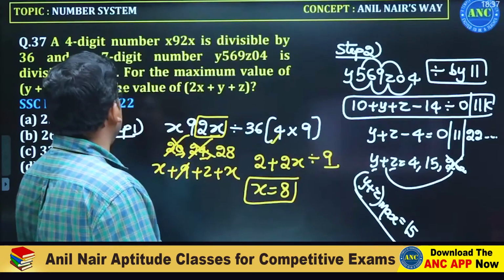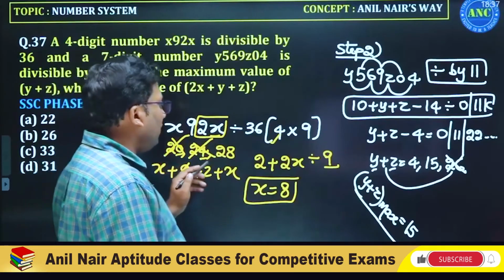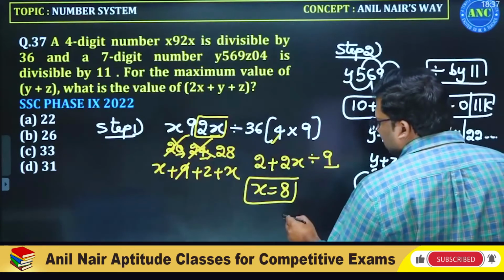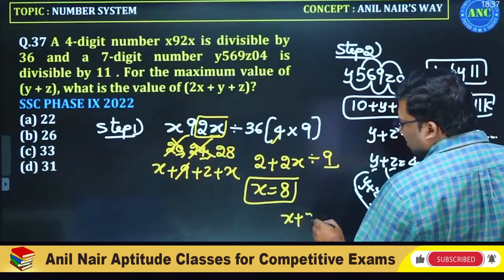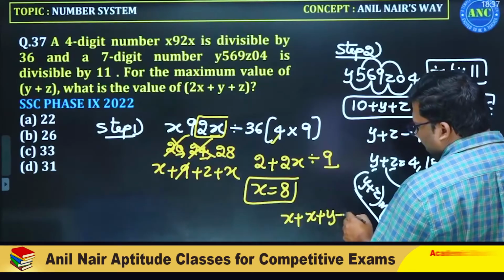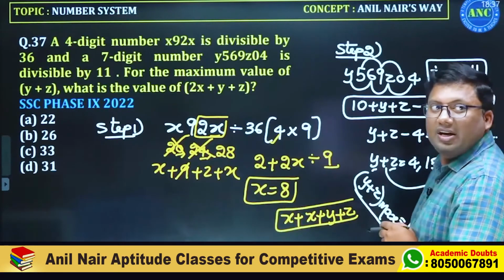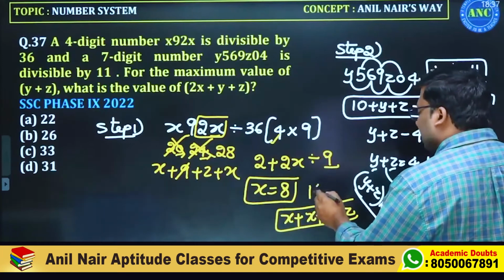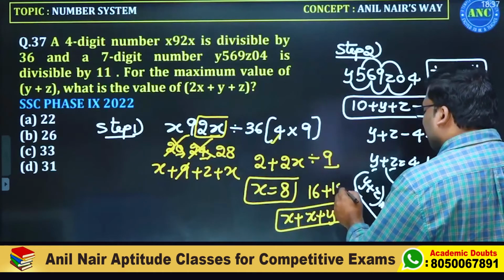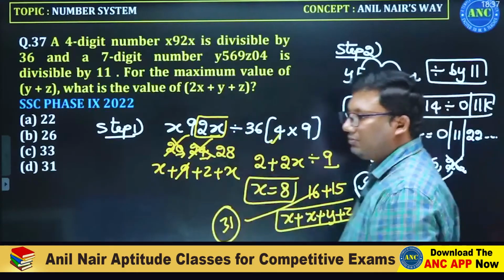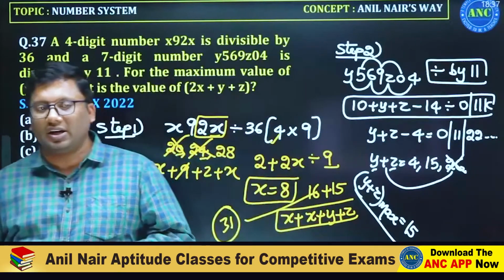What is the question asking? The value of x plus y plus z. X is 8, so 8 plus 8 is 16. Y plus Z maximum is 15. 16 plus 15 is 31.